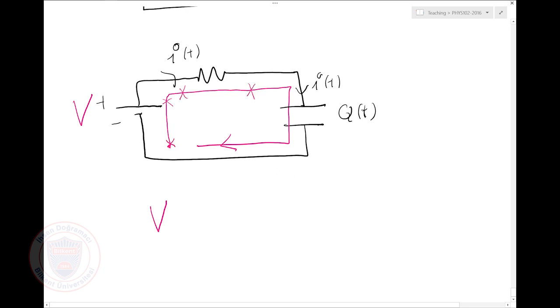The second element I see when I walk through this loop is a resistor with resistance R. What's the potential across the resistor? I times R. So V is going to be I times R. Is it decreasing or increasing as I go across the resistor? It's decreasing, right? The current is flowing down, going from high potential to the lower potential. So I'll have I of t times R.